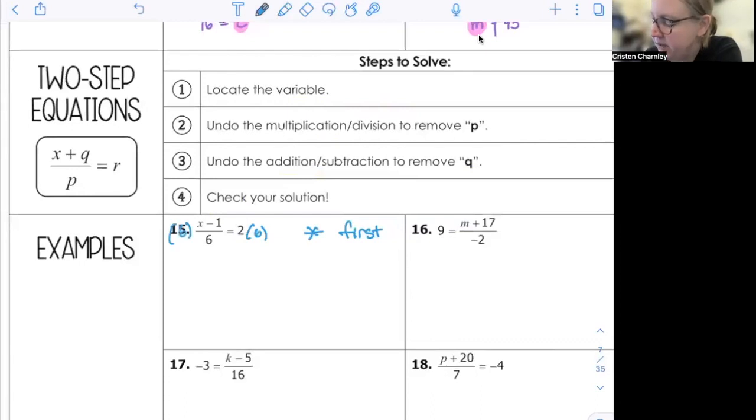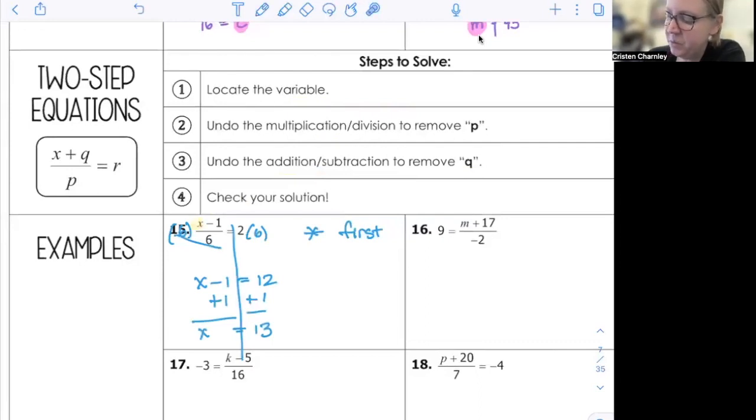So I have x minus 1 is equal to 12. I'll add 1 to both sides. So x is equal to 13. And again, to check your solution, you would put 13 in place of the x. 13 minus 1 is 12. 12 divided by 6 is equal to 2. So we're good to go on that one. And here's the variable, by the way.